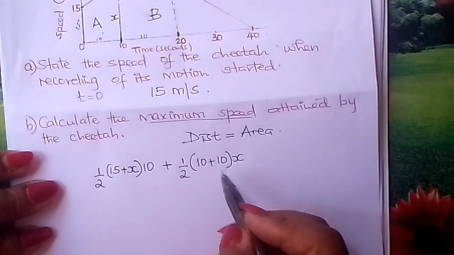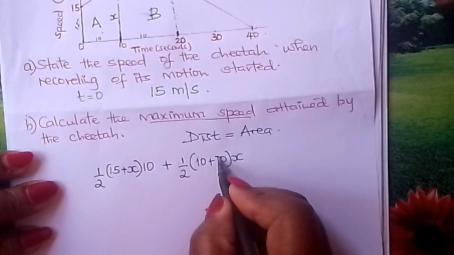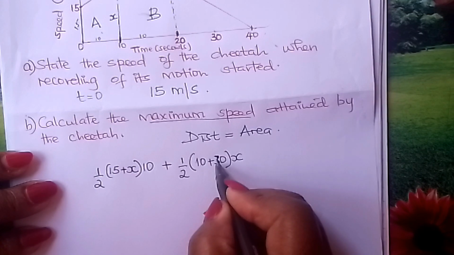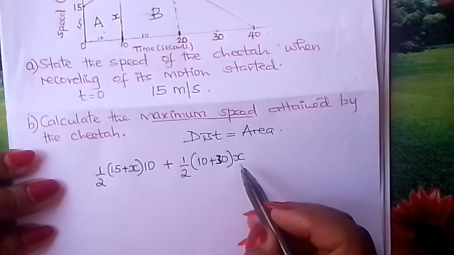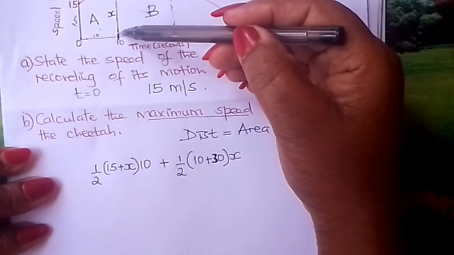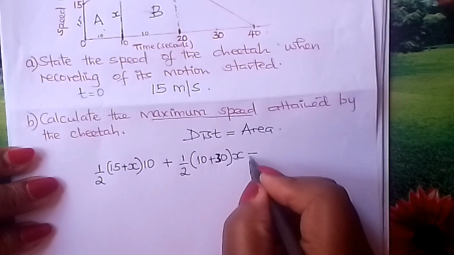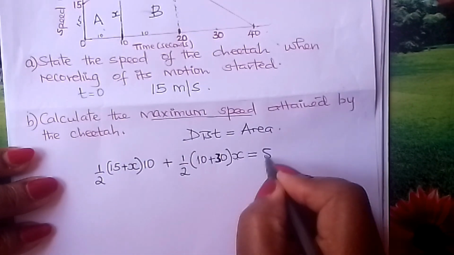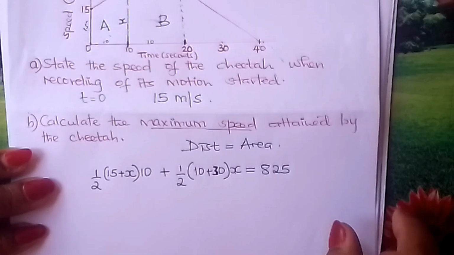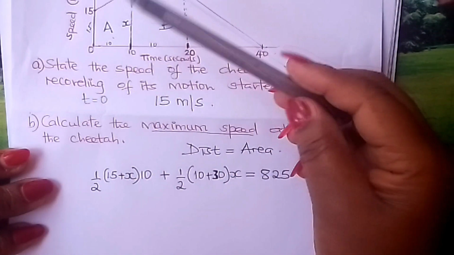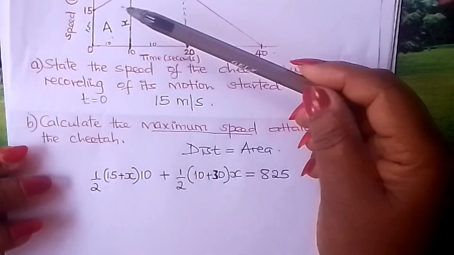Sorry, this is 10 plus 30. The other parallel line down here is 30. Your height is x, as we have seen. All these should add up to 825, our area. I hope you have got that point. It is the area of this trapezium which is starting vertically.